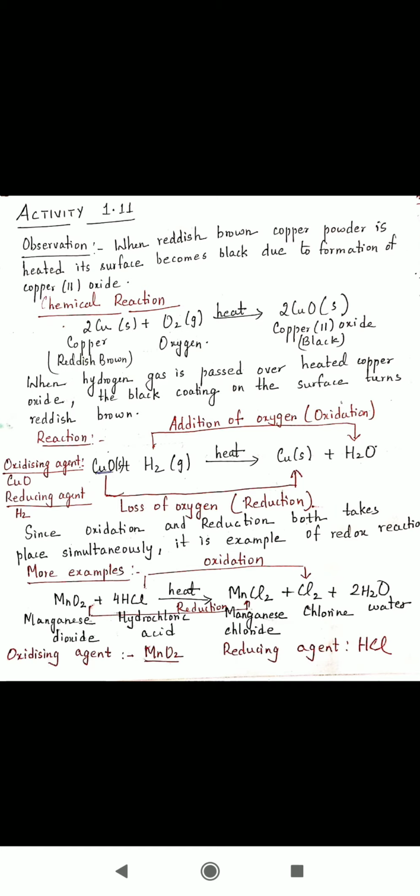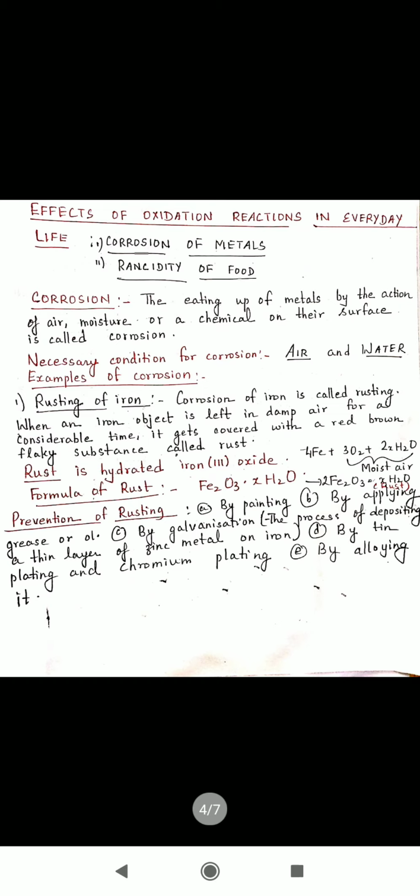So H2 undergoes oxidation, which means H2 is a reducing agent and copper oxide acts as the oxidizing agent. More examples are given here, and later on I'll send assignments where you can practice extra questions based on this. Now let us see the effect of oxidation and reduction reactions in everyday life. We apply this concept in two places: one is corrosion of metals and second is rancidity of food.